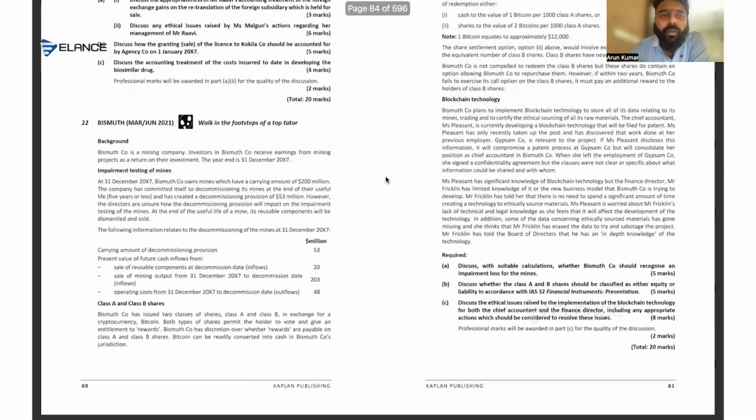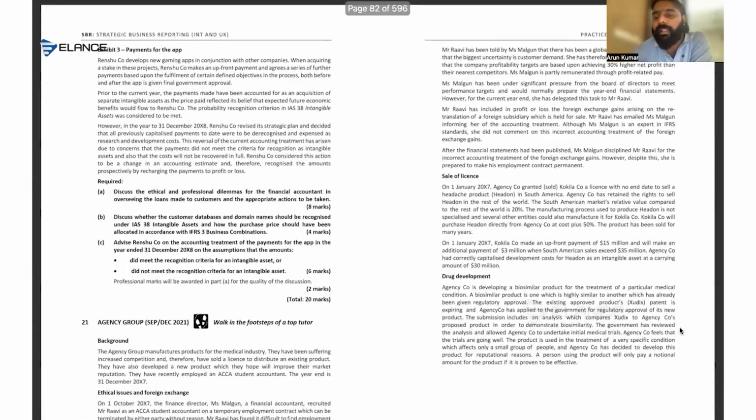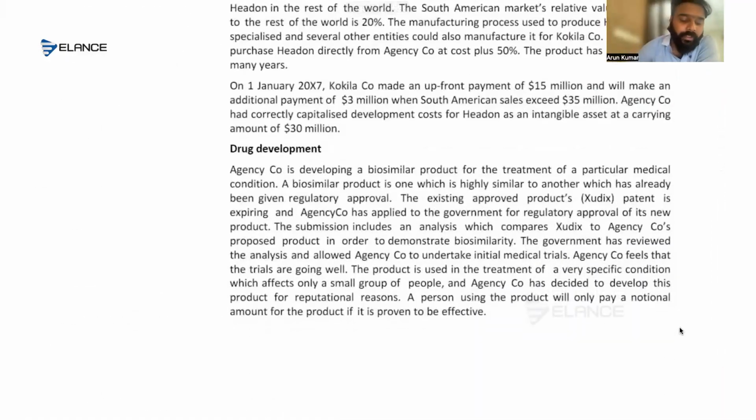So as of now, do we have any probability that it will create future economic benefit? As of now, is that criterion met with respect to the recognition of an asset? Has that criterion been met? Check it out. Has the criterion been met or not?